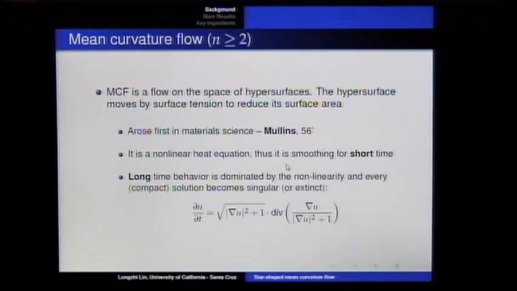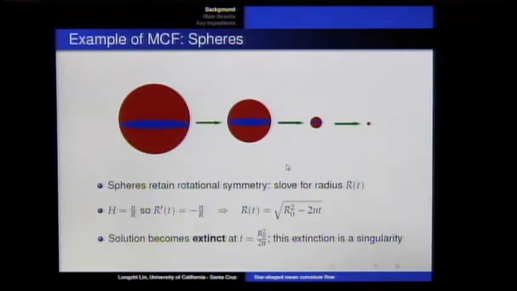So there's no way you can avoid singularities. So it's actually key to understand what kind of singularity would occur along the flow, even if you start with a generic, say, compact initial hypersurface. The simplest singularity that would occur is the so-called spherical singularity.